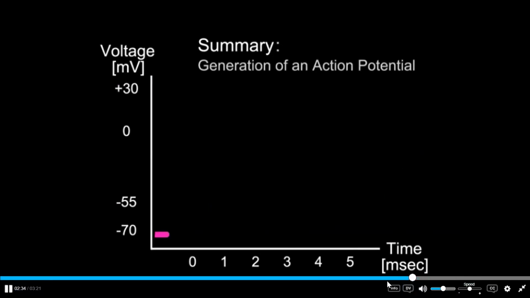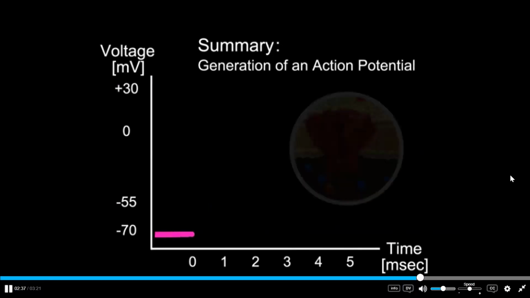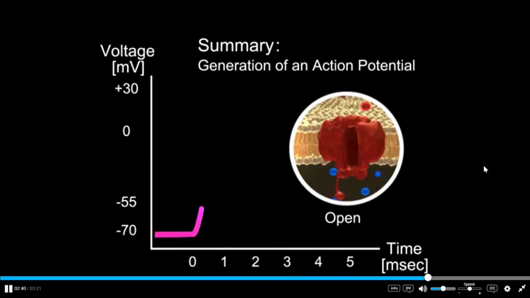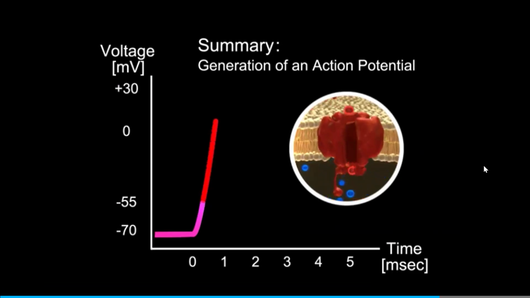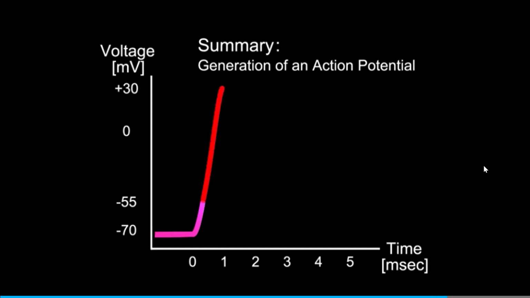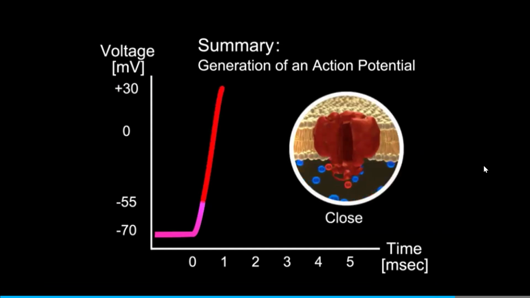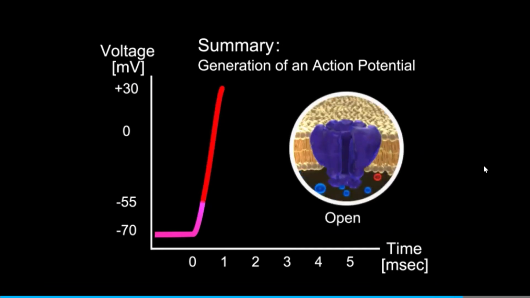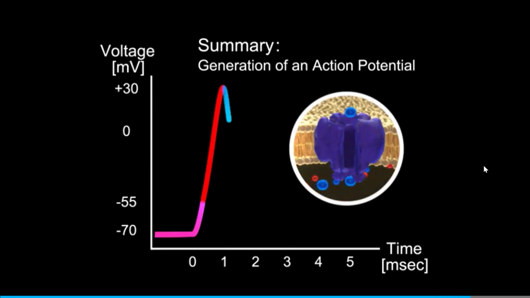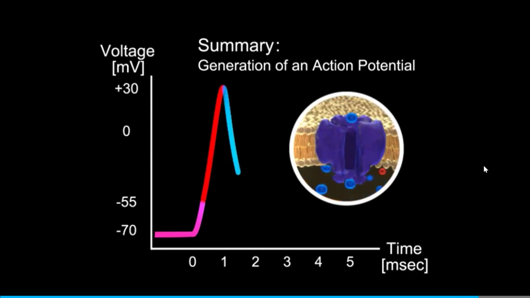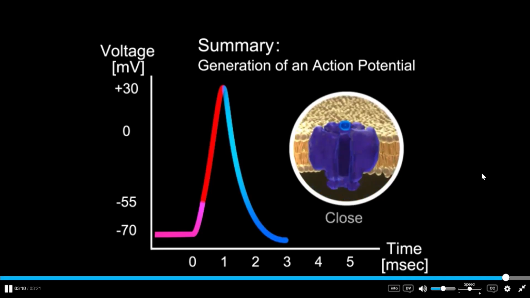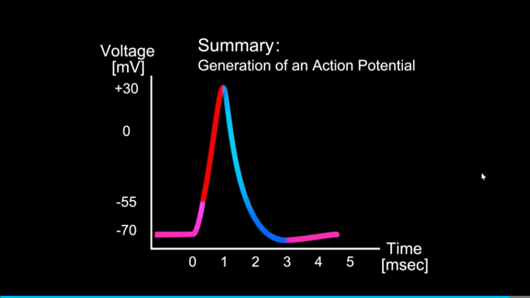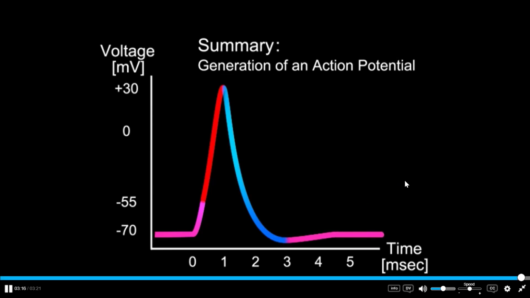Voltage-gated sodium channels and creation of an action potential. A threshold stimulus opens voltage-gated sodium channels. Sodium ions diffuse into the axon, depolarizing it to plus 30 millivolts. Voltage-gated sodium channels close, and voltage-gated potassium channels open. Potassium ions diffuse out of the axon, repolarizing it to a negative value. The membrane potential briefly hyperpolarizes. Voltage-gated potassium channels close, and the membrane returns to the resting state of minus 70 millivolts.